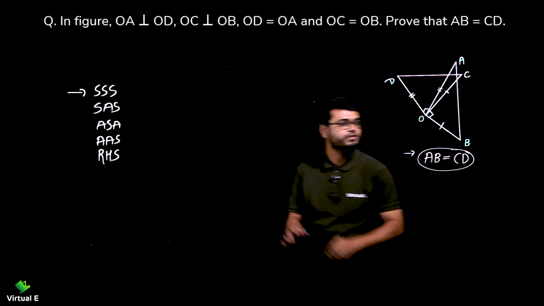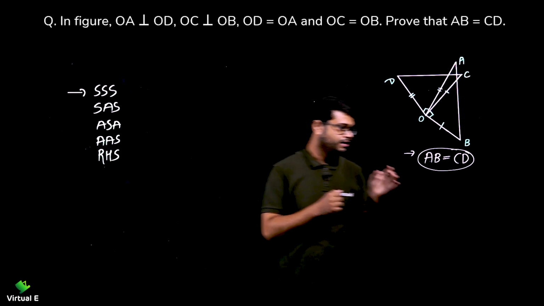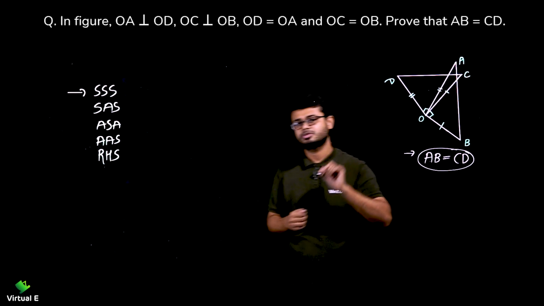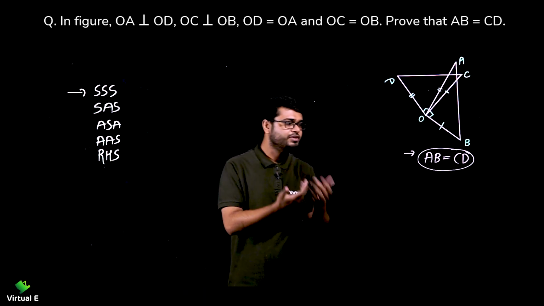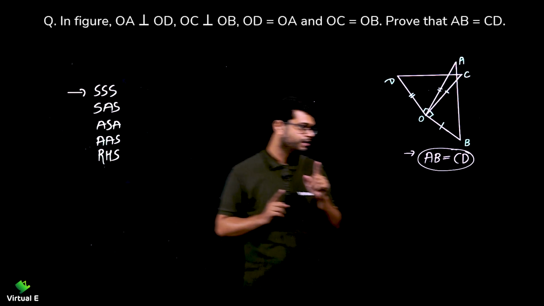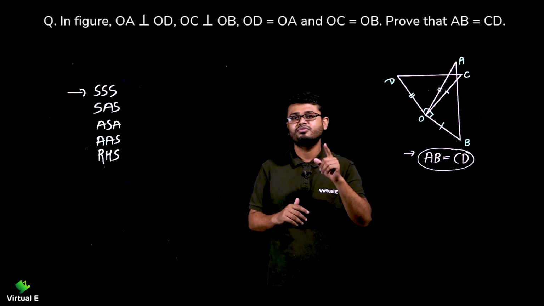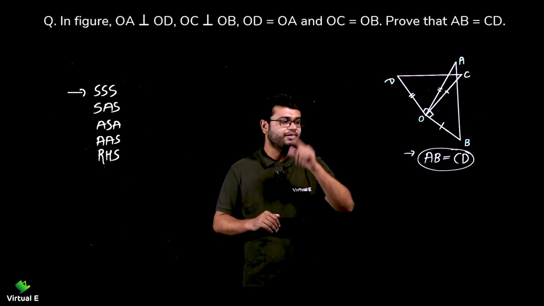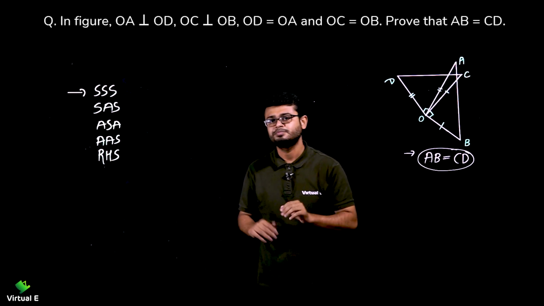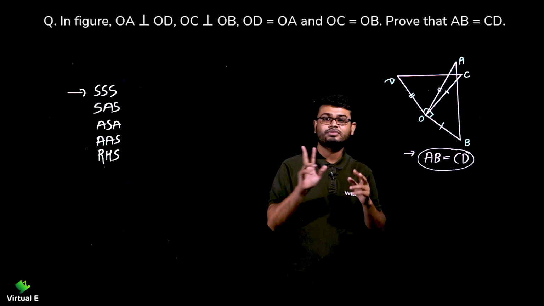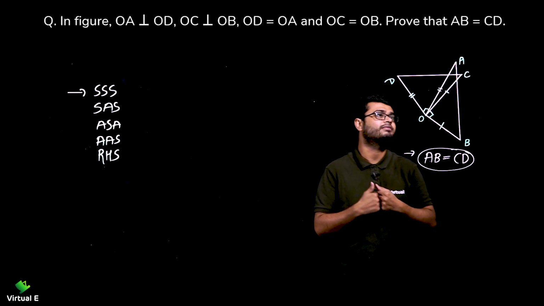So first of all, we need to identify which triangle AB and CD belong to. Most important part, right? We know this is about proving something, so we are obviously going to use CPCT. Whenever something like this is given, before that there is one step, that is proving triangles congruent. Afterwards we can use CPCT to prove these sides equal. So for that we need to have two triangles. So what are those two triangles that we need to identify?